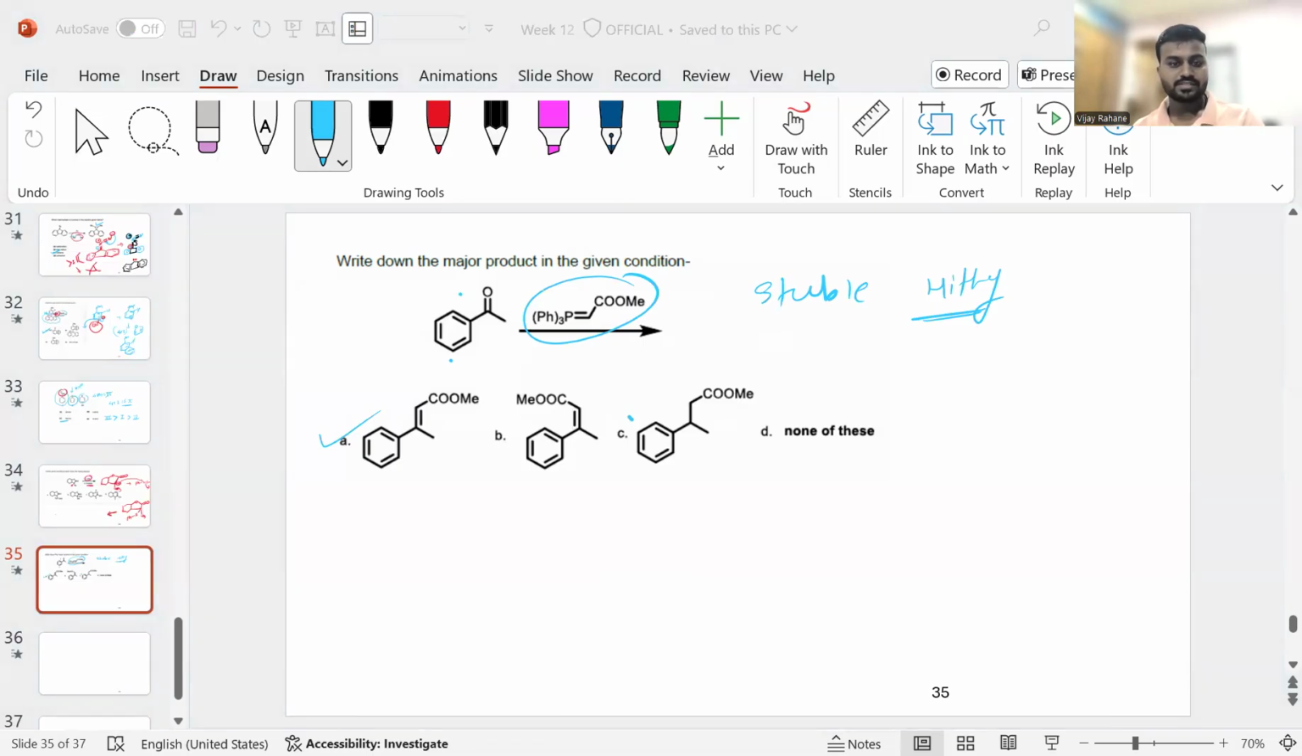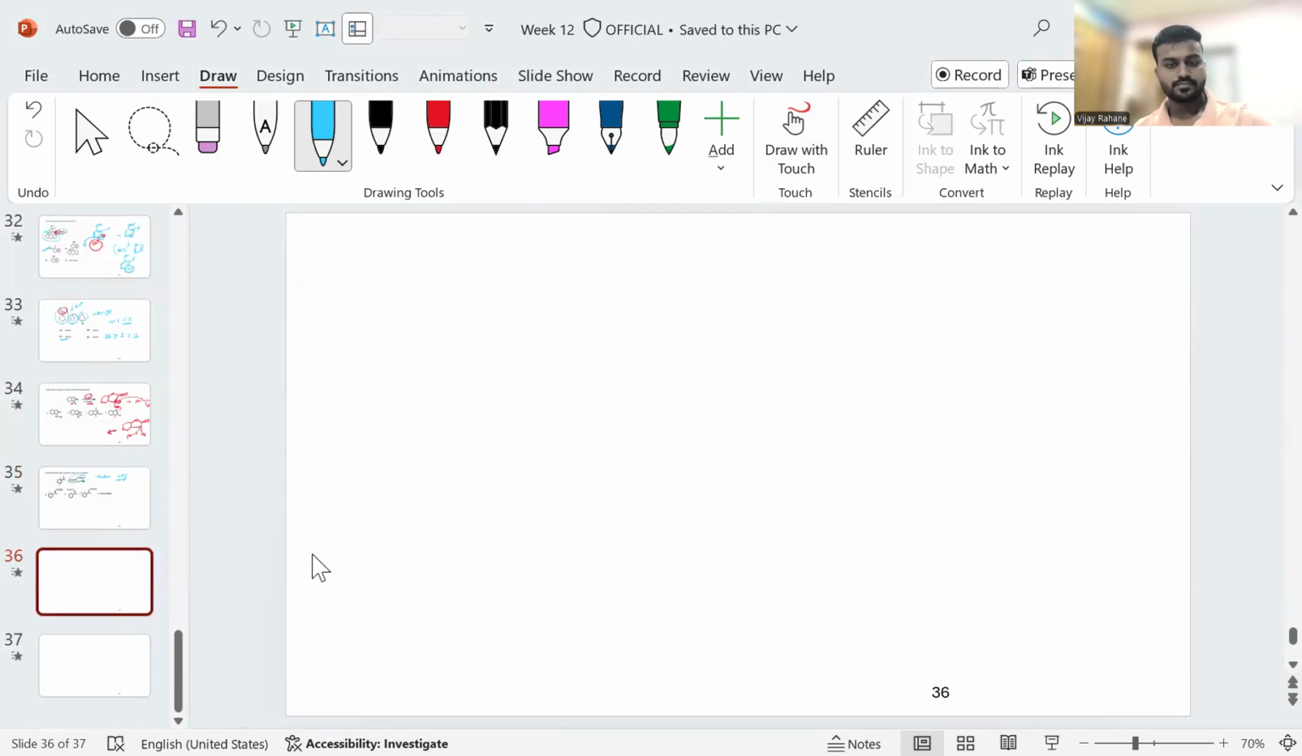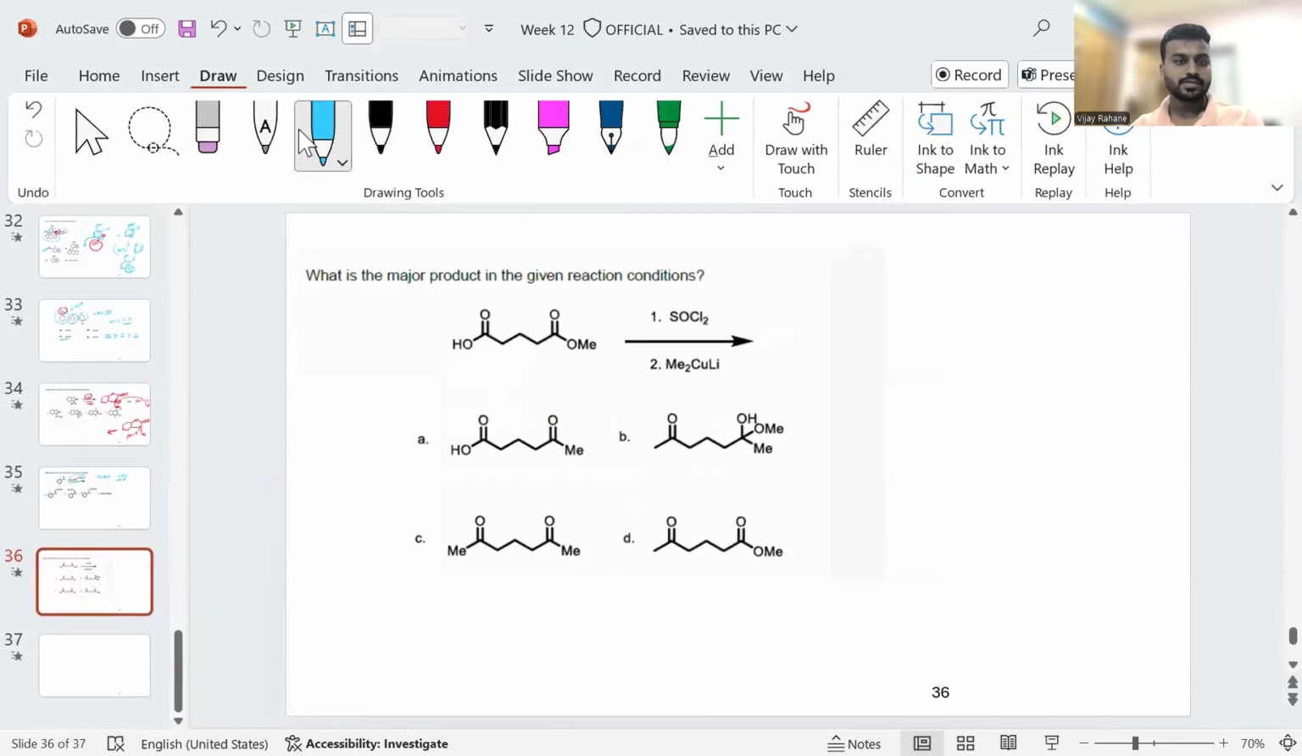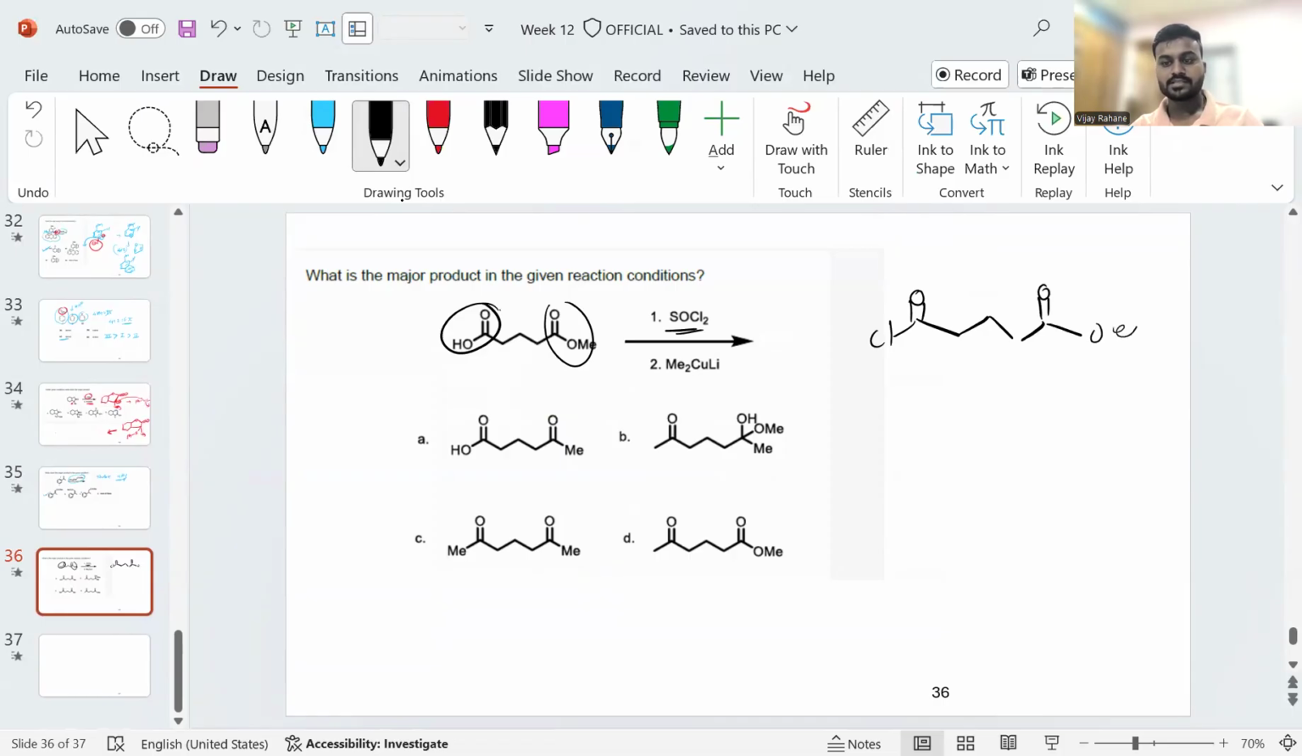Then question number 7 is the reaction of this. We have the acid plus alcohol in the same molecule, and then we have added SOCl2, followed by the next reagent. So in this one we have the acid group and the ester group. With SOCl2, the acid group converts into acyl chloride. The ester group remains as it is.